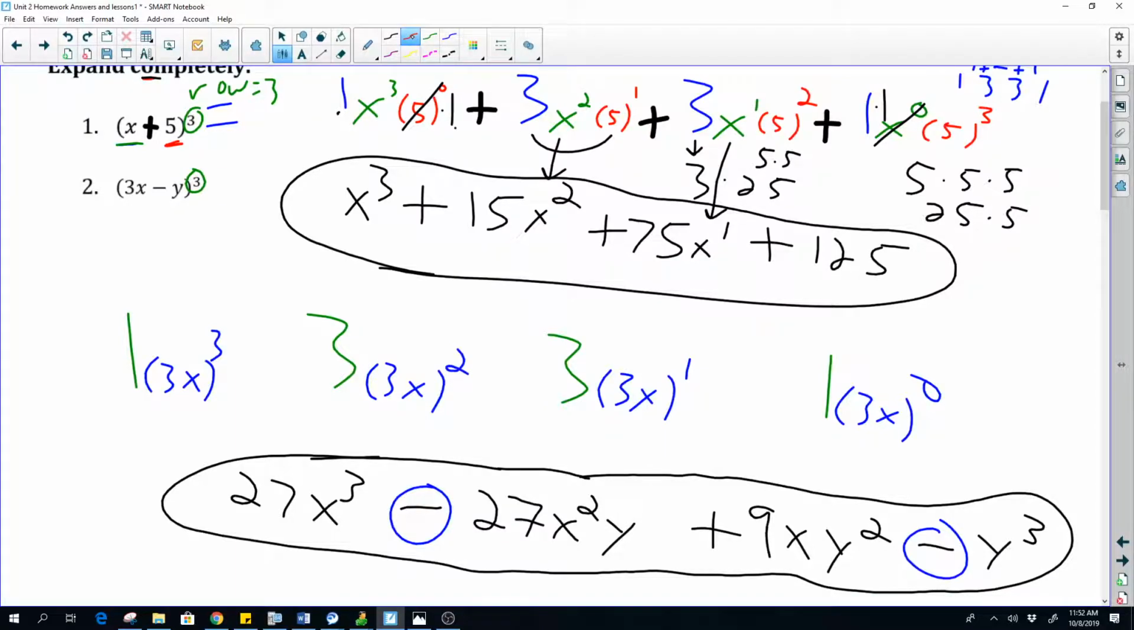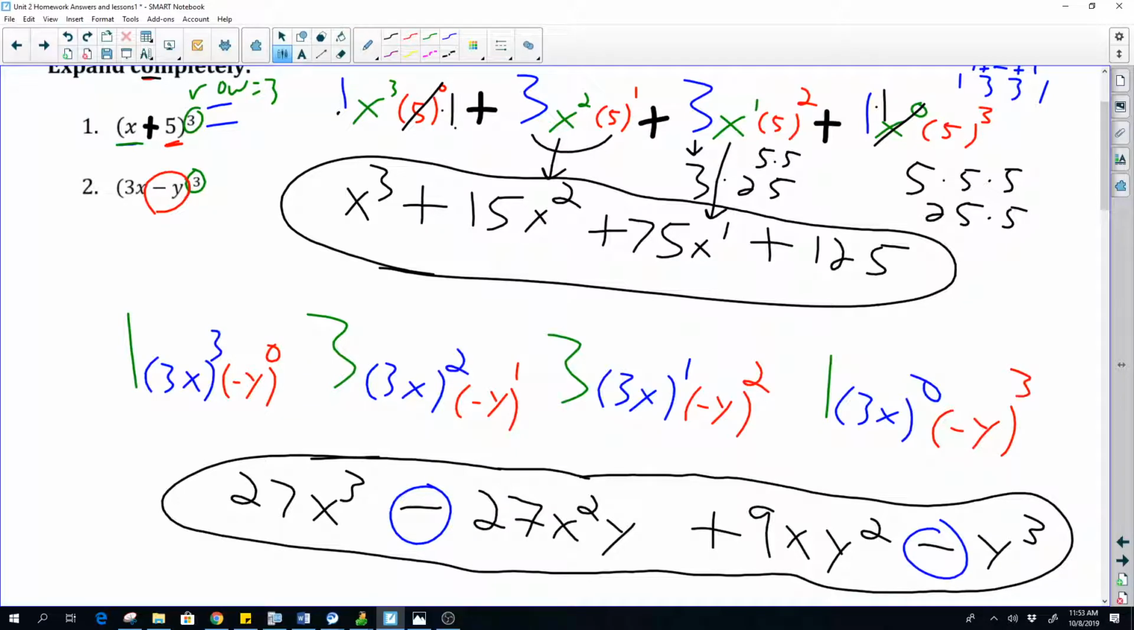So then we do the next term, and the next term is negative y. So you're going to have to put negative y all the way across. And that negative y will change the sign of a couple of our terms to negative. The odd powers will stay negative. And now instead of doing 3, 2, 1, 0, we're going to do 0, 1, 2, 3.